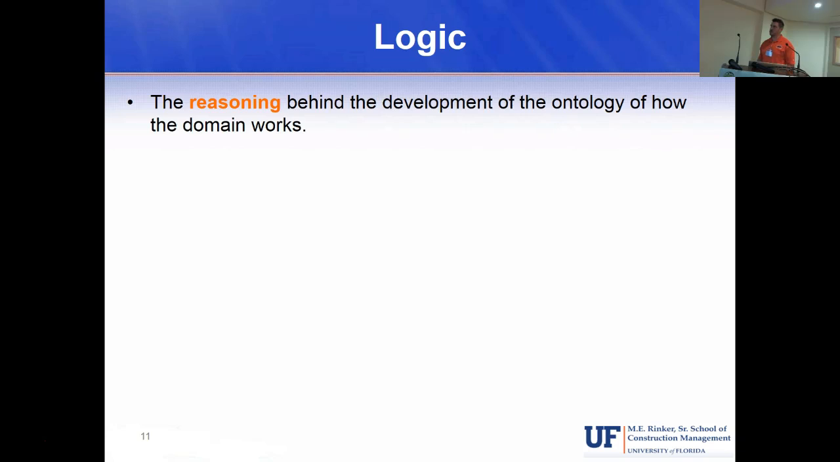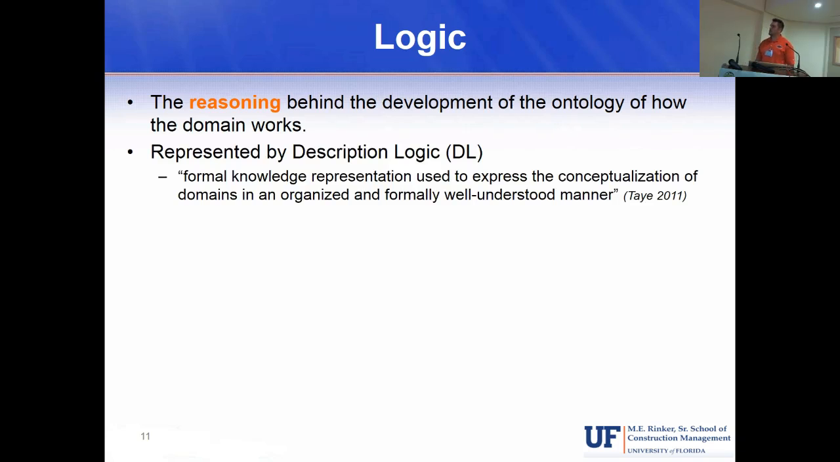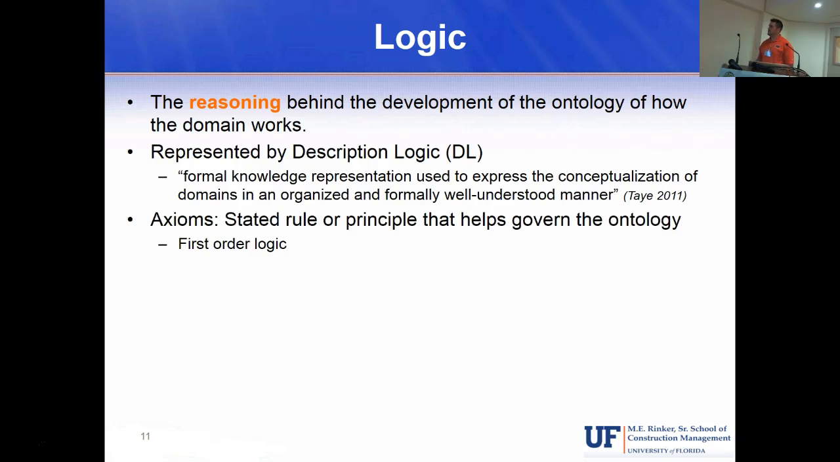So logic is the reasoning behind the development of an ontology, or how the domain works. It's formally represented by description logic, and it includes axioms, which are stated rules or principles to help govern the ontology. So these are assertions that the user inputs on their information to have those rules or requirements.